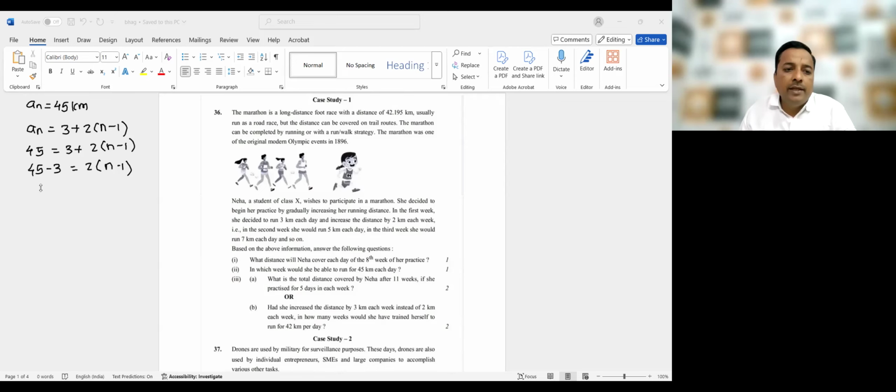Okay. And then it becomes 42. 2 multiplied with n minus 1. This 2 is multiplied with n minus 1. So whenever we shift, it divides. 42 divided by 2 is equal to n minus 1. This becomes 21. Then 21, 1 shifts that side, plus 1 is equal to n. So n is equal to 22.